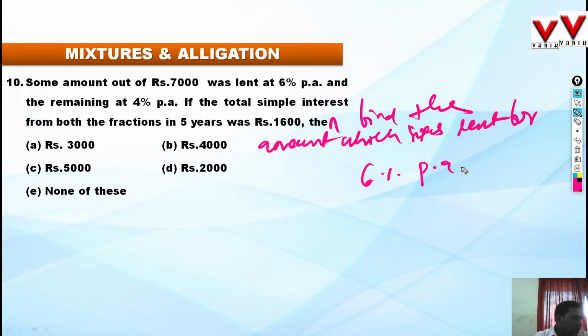Rishika, Suhasin, Vijayalakshmi, tell me this question's answer. Some amount of 7,000 was lent at 6% per annum and the remaining at 4% per annum. If the total simple interest from both the fractions in 5 years was 1600 rupees, then find the amount which was lent for 6% per annum. Tell me.